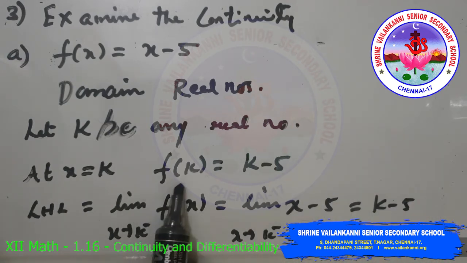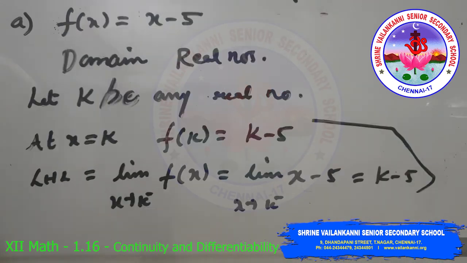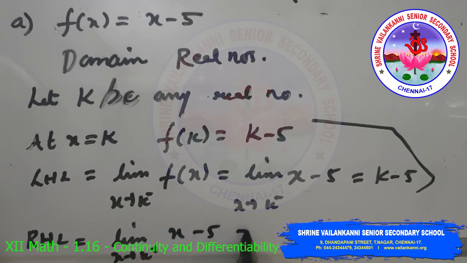Here we can see that f of k and the LHL are the same. Again RHL is limit x tends to k plus f of x, f of x is x minus 5, which is equal to k minus 5. So we can see that f of k, LHL and RHL are the same. So we can say that the function f is continuous for all real numbers.